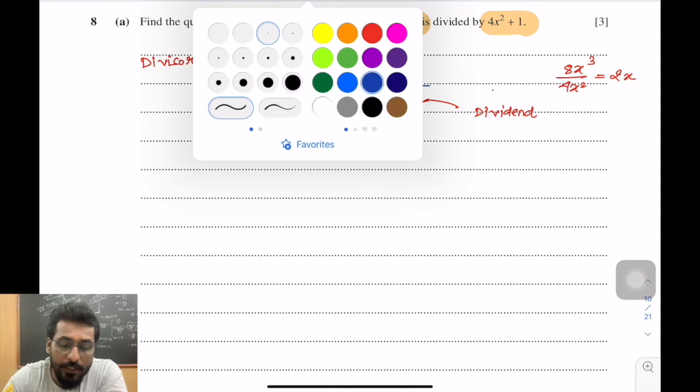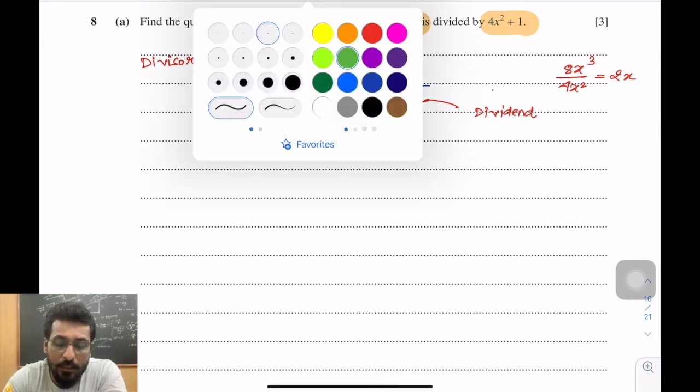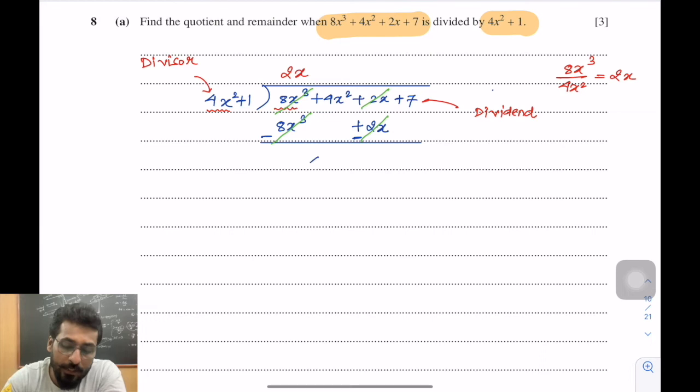So obviously you can understand that the 8x cube and minus 8x cube will get cancelled, and then plus 2x and minus 2x is going to get cancelled. So what do you get? You get 4x square and plus 7. So whatever answer is left now, 4x square plus 7, this answer has power which is equal to 4x square plus 1, right? So you are still going to proceed with division.